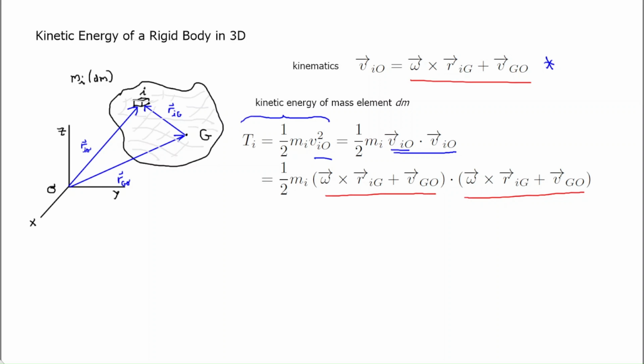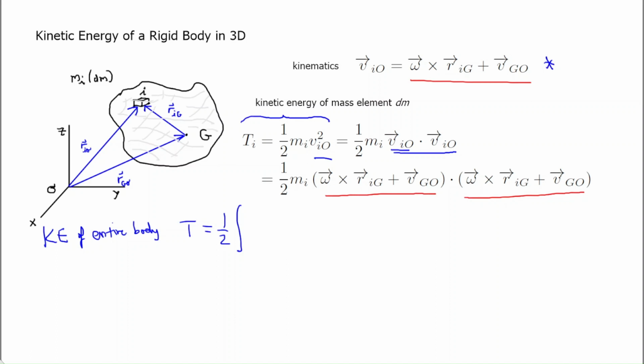Now what we need to do next to get the kinetic energy of the entire rigid body is to integrate this whole formula over dm. My m sub I is going to turn into a dm that goes at the end of the integration. If you like, the 1/2 can be written out front. So we have an integral, and then the dot product of this big long vector here, underlined in red, with itself.